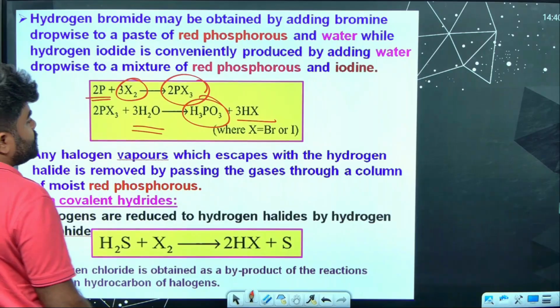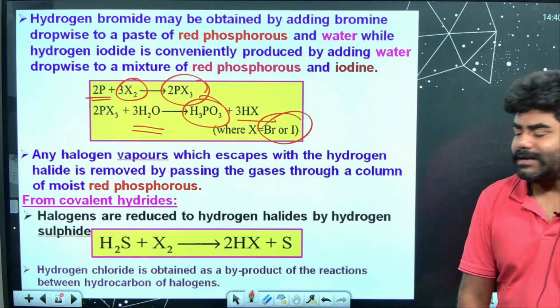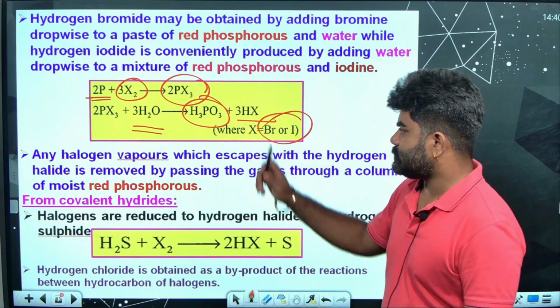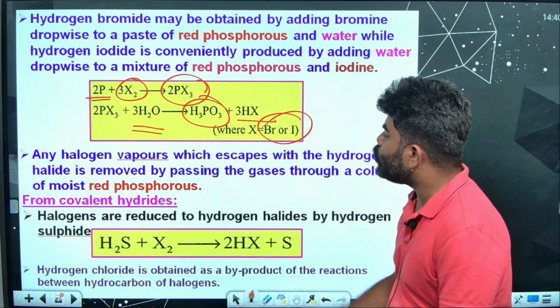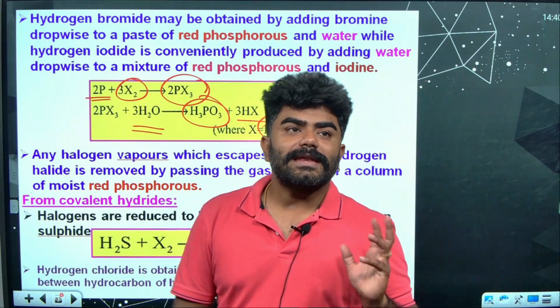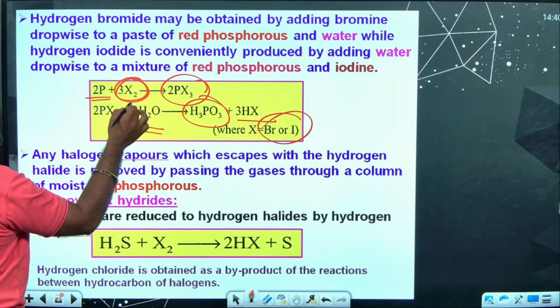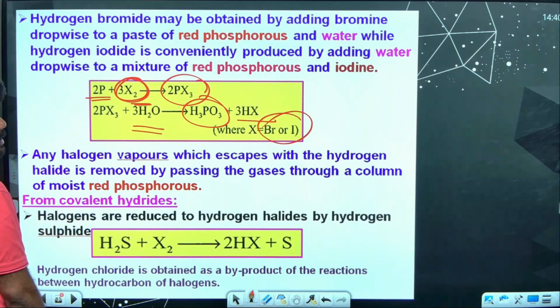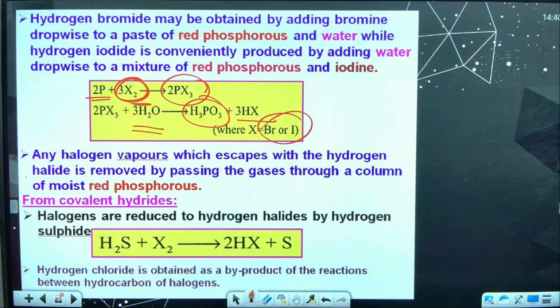ஸோ இந்த மெத்தட் is suitable for bromide and iodides only. If you want hydrogen bromide or hydrogen iodide, you can go with this method. Okay. Now remaining இருக்கிற halogens. ஸோ இங்கே நம்ம halogen ஆட் பண்ணுறோம் இல்லையா? ஸோ இங்கே ஏதாவது halogen ரிமைனிங்காக இருந்துச்சு அப்படின்னா that will escape with hydrogen to form hydrogen halide.